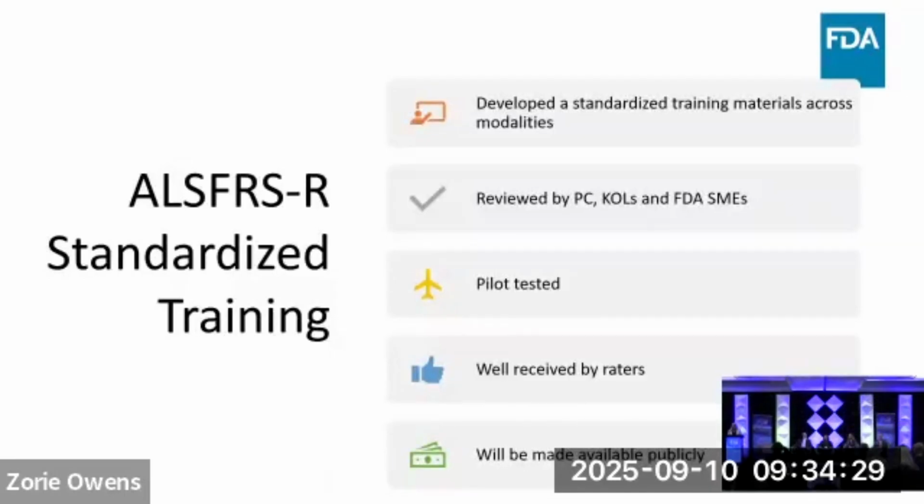So we developed a standardized training as well for the remote assessment based on currently available literature of how to administer the scale. It was reviewed by the patient committee as well as important key opinion leaders and FDA SMEs. It was pilot tested. It was well received, and it will be made available publicly.